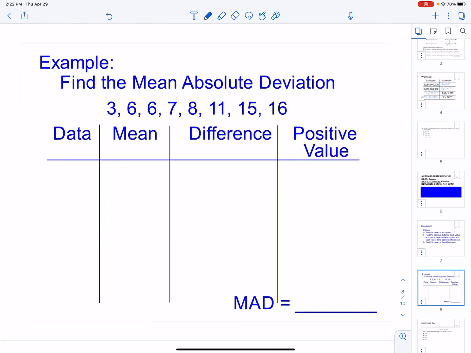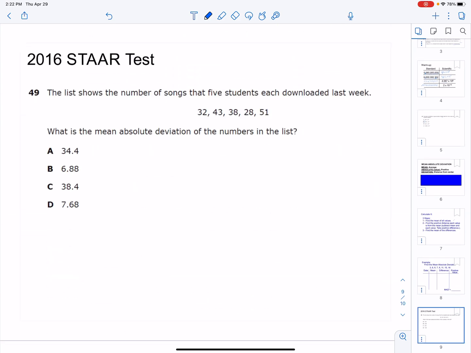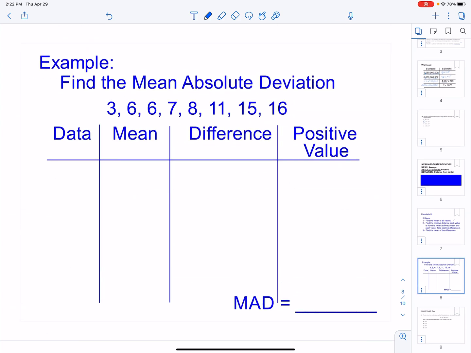So if I gave you a problem like this, you'd first write the data down. 3, 6, 6, 7, 8, 11, 15, 16. So then what you're going to do is take all of those numbers and add them all up. 3 plus 6 plus 6 plus 7 plus 8 plus 11 plus 15 plus 16. I'm using the calculator on the outside. Okay, and you get 72. So then you're going to divide that by 1, 2, 3, 4, 5, 6, 7, 8. Divide by 8. You end up with 9 for your mean.